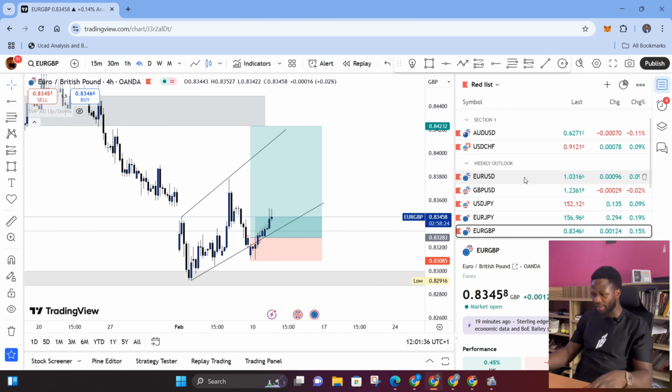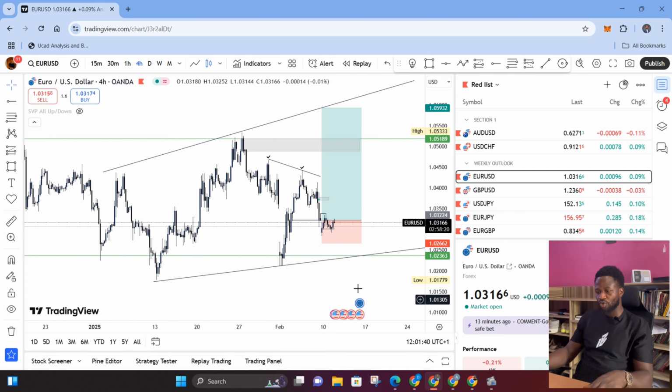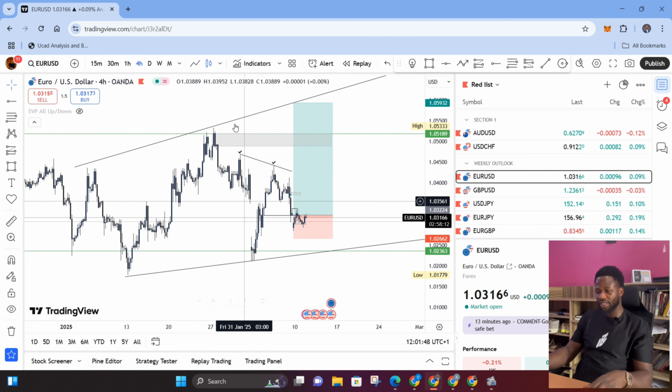Let me see if I have one more example. Okay, for example as well, look at this Euro USD. It is also in a channel. I figured the channel, I saw my support and I saw my resistance, and we are trading in between, and this just happened recently, right?